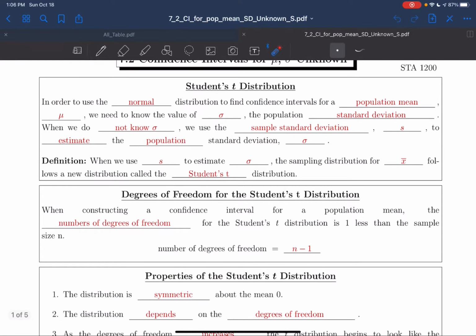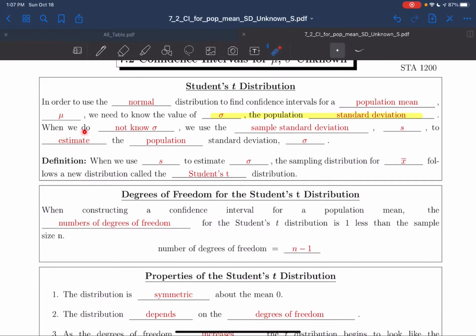First, I want to talk about something called a student t distribution. In order to use a normal distribution to find a confidence interval for a population mean, mu, we need to know the value of sigma, the population standard deviation. That's what we did in the previous section. But what happens when we don't know this value?